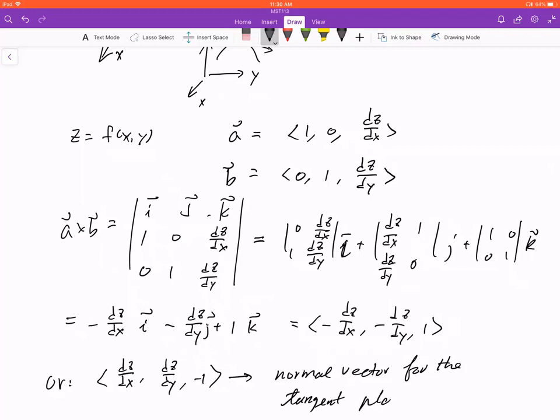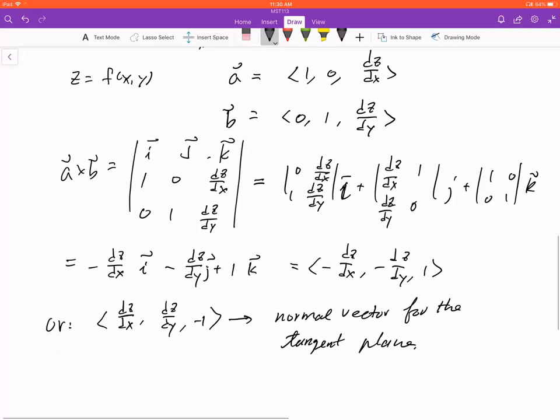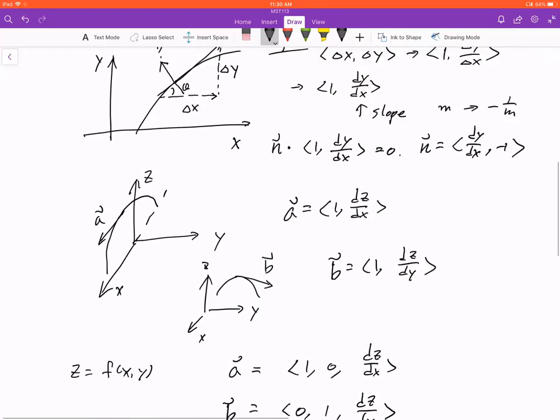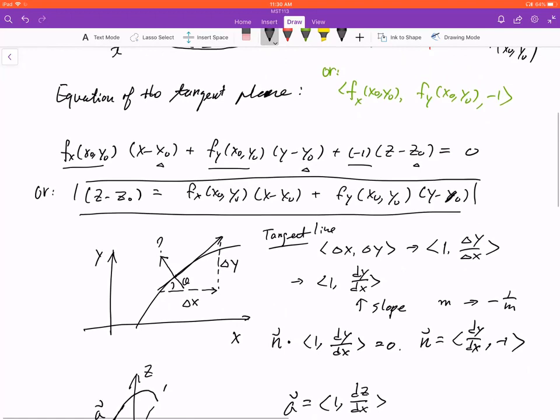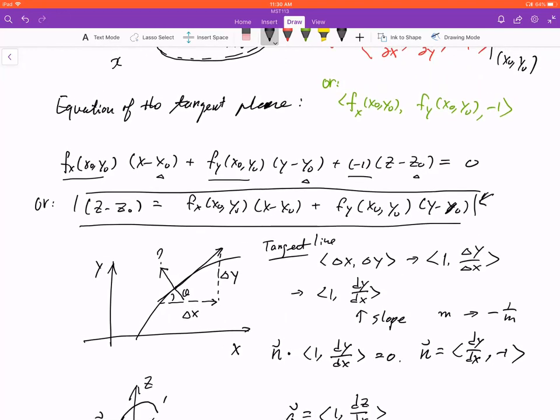And once we have this one over here, then we can go back and get the equation for the tangent plane over here. And that's what we have. All right, that's it.